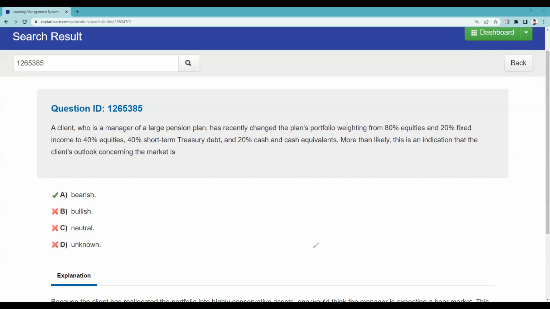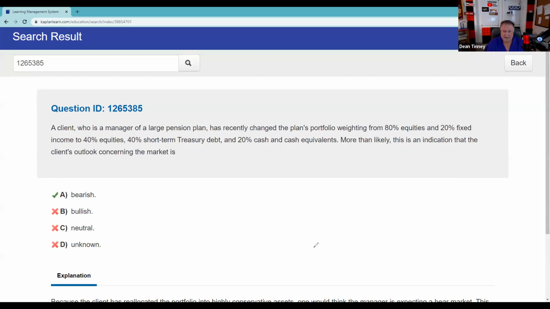Okay, client is a manager of a large pension plan. If you're not participating, hit the mute. Client is a manager of a large pension plan, has recently changed the plan's portfolio weighting from 80% equities and 20% bonds to 40% equities. Ooh. So it looks like I'm selling some of my stocks, and then I'm buying short-term treasury debt. Man, that sounds really nervous.